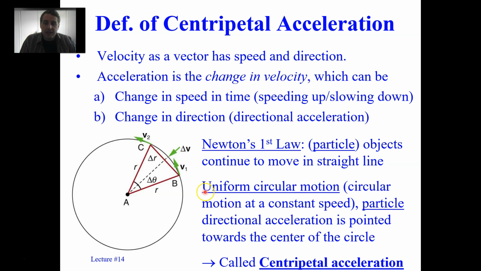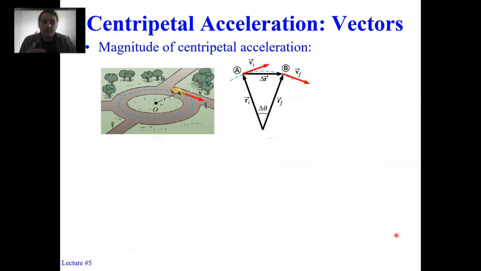That is to say, if you take this velocity vector and this velocity vector and you subtract them, the directional vector subtraction points in toward the center of the circle. And we call this centripetal acceleration. So think of centripetal being like center trip or center seeking.